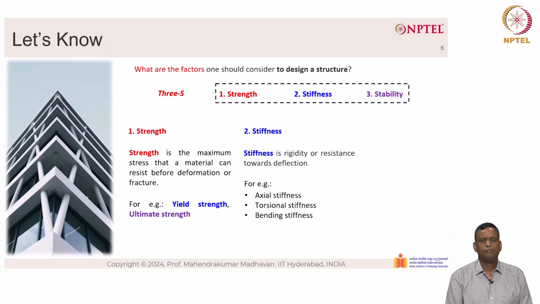The next one that we are going to talk about is stiffness. Stiffness is the rigidity or the resistance offered to deflection. There are several different types of stiffness, starting with axial stiffness, bending stiffness, as well as torsional stiffness. So what is stability? We will discuss it further in this course. That is the third S.